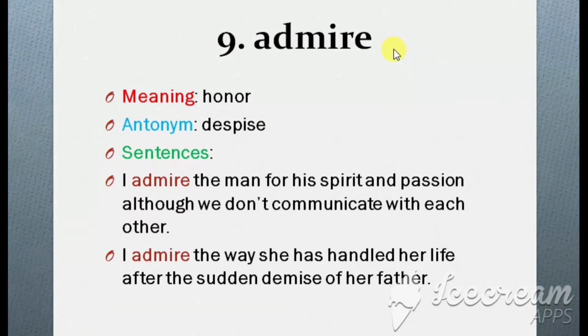Word number 9, admire. It means to honor, and the opposite of admire is despise or to hate or to dislike. Sentence number 1 with the word admire. I admire the man for his spirit and passion, although we don't communicate with each other. Sentence number 2. I admire the way she has handled her life after the sudden demise of her father.